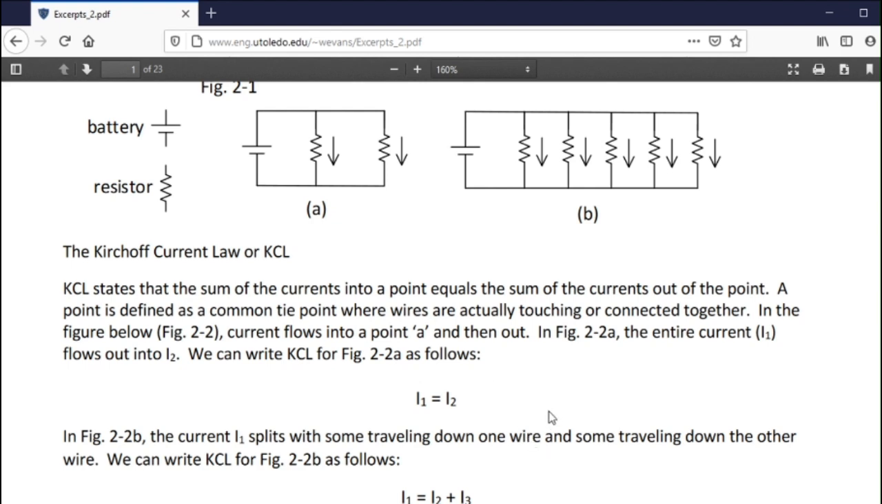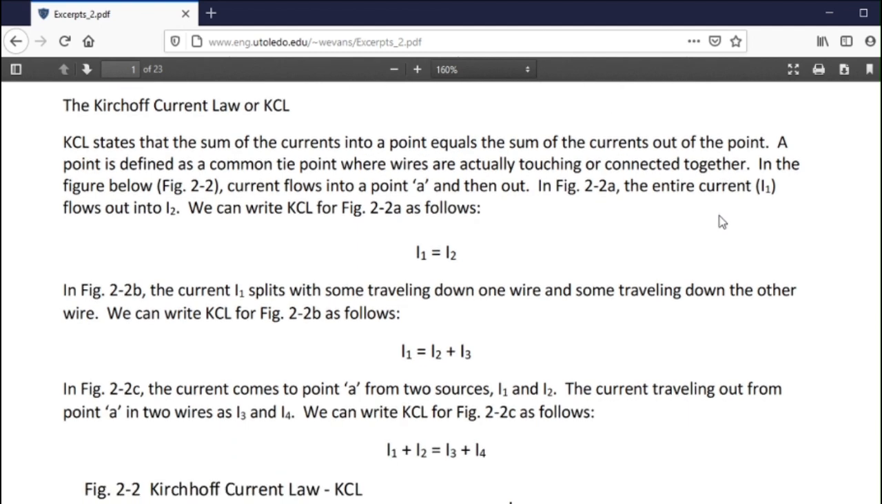So in a situation like this right here, the total current is equal to the sum of 1, 2, 3, 4, 5 currents. We could call these I1, I2, I3, I4, I5, and I6. You could see that I1 would equal the sum of these all together, and you could write that down in a mathematical equation.